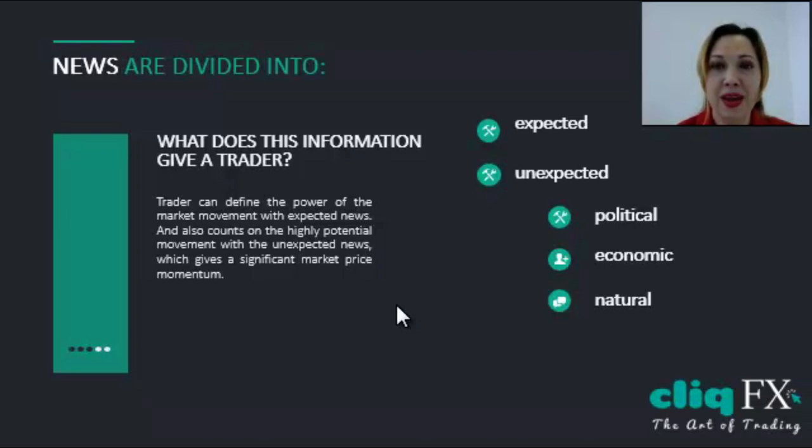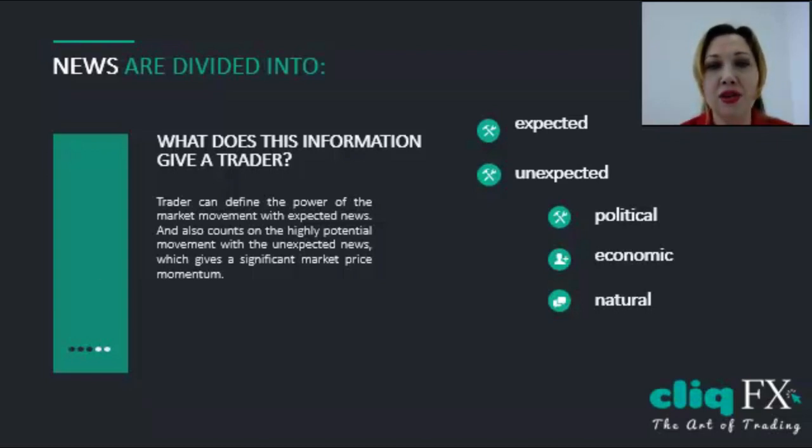And natural and mostly unexpected events are connected with, in case of political, revolutions and wars, and in case of disasters, we are talking about floods or earthquakes or tornados or tsunamis. We have different names for that, like force majeure. So these are events that nobody can predict.